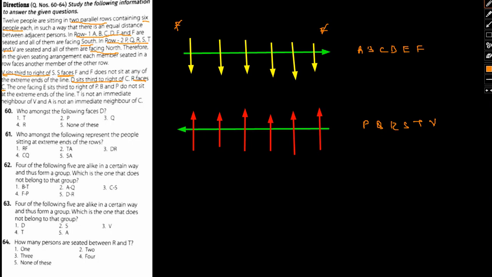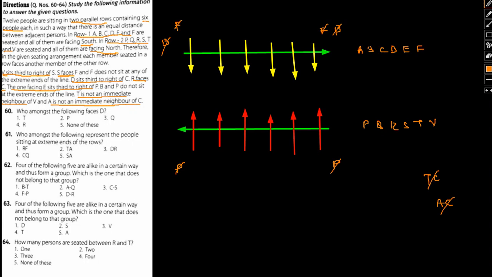Still, the one facing E sits third to the right of P. Okay, the one who faces E sits third to the right of P. B and P do not sit at the extreme end of the line, so no P here, no P here, no B here, and no B here. T is not an immediate neighbor of V, and A is not an immediate neighbor of C. So we don't have TC, we don't have AC as well.